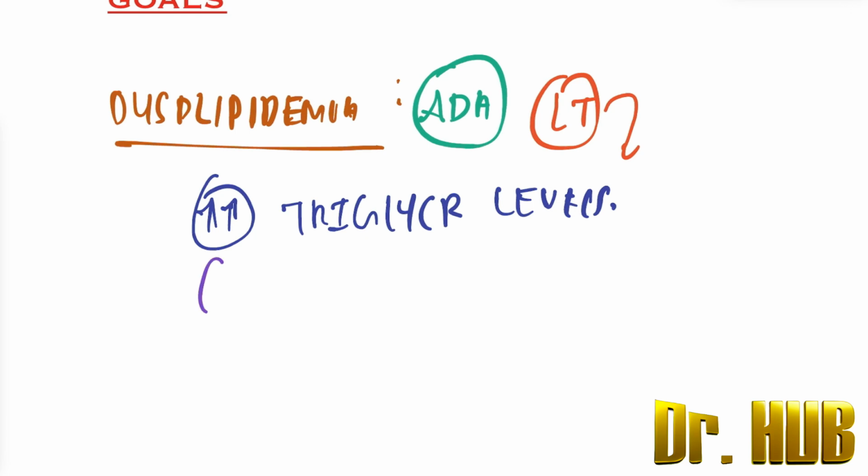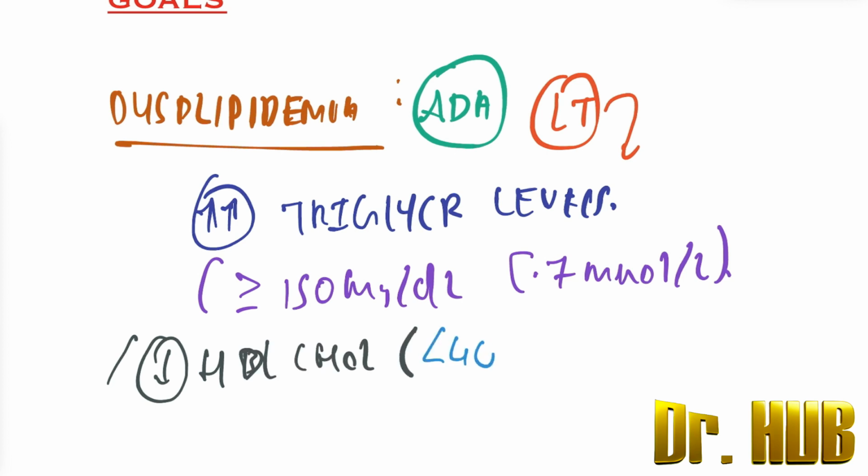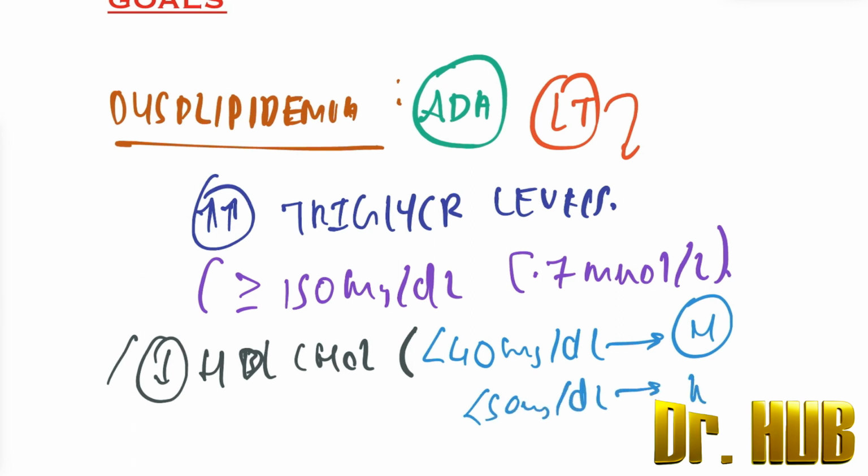This is followed in patients who have triglycerides greater than 150 mg per dl, that is 1.7 millimole per liter, and also low HDL cholesterol. This is less than 40 mg per dl in men, and less than 50 mg per dl in women.